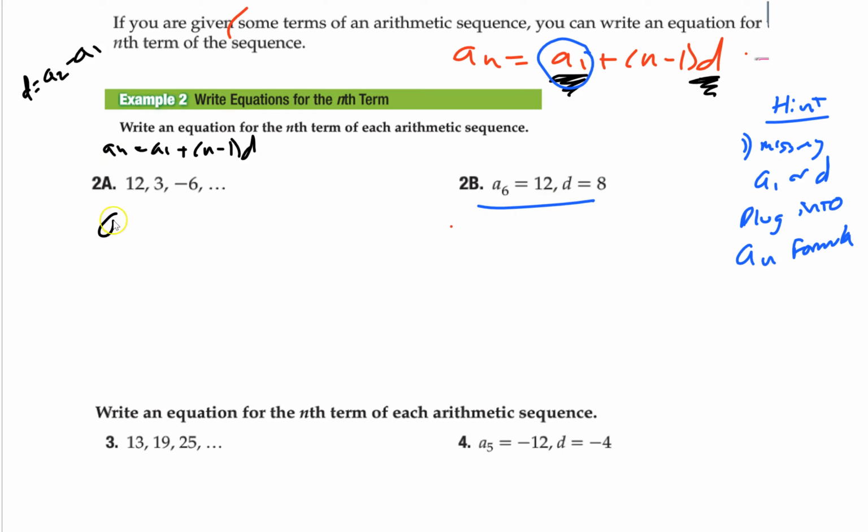So here's my formula. And I'm going to plug what I have in. So my common difference is 8. This is going to be 8. A6 equals 12. So what does this mean? Well, when I plug in 6, it equals 12. That's what all that means. When you plug in 6 for n, you equal 12. So it's going to be like this.